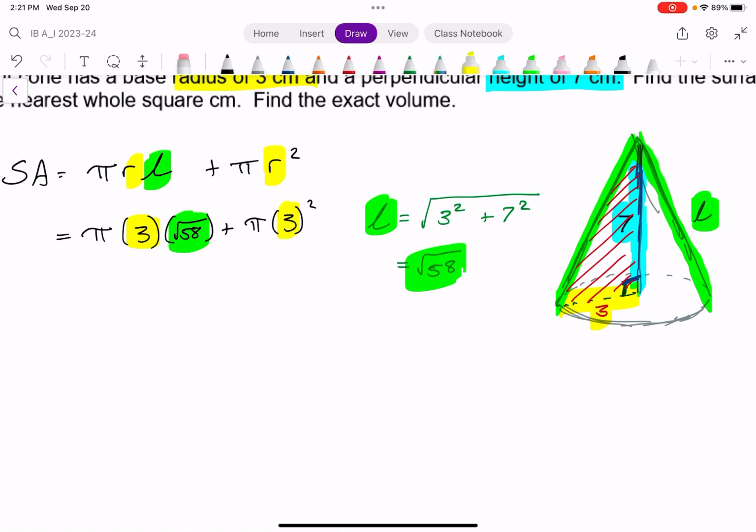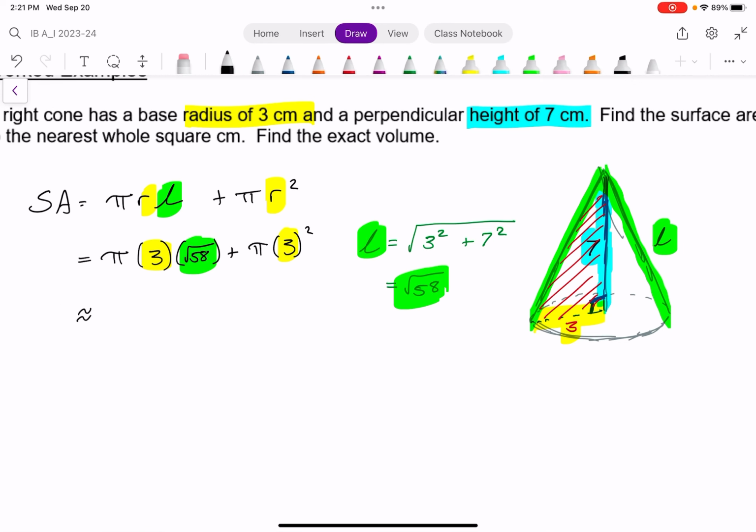At this point, if you're wanting to go straight to a decimal approximation, or in this case, a whole number approximation, I will just type this into the calculator, pi times 3 times root 58 plus pi times 3 squared, and it should round to 100 square centimeters.